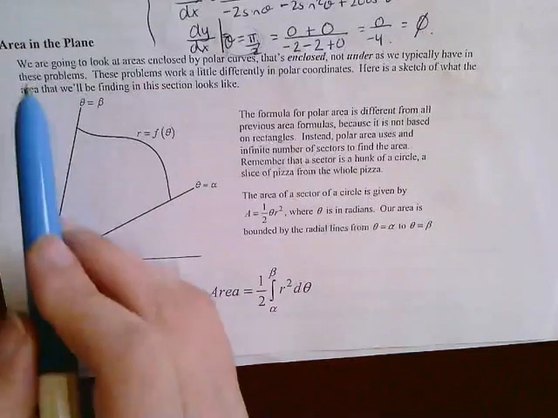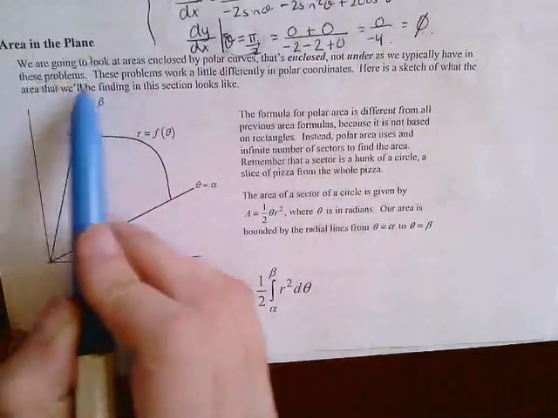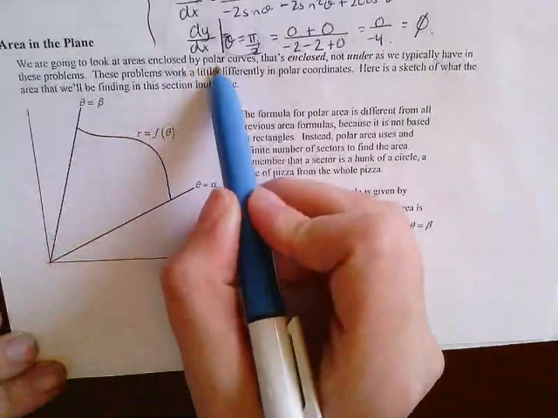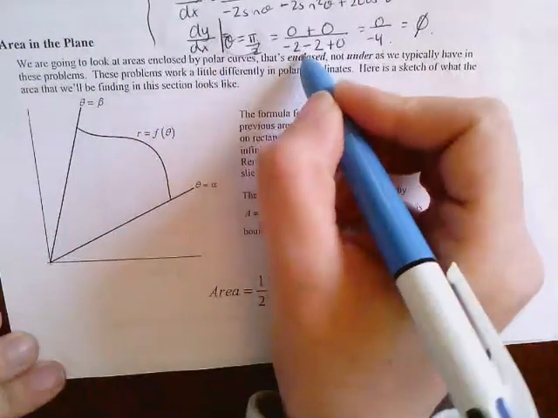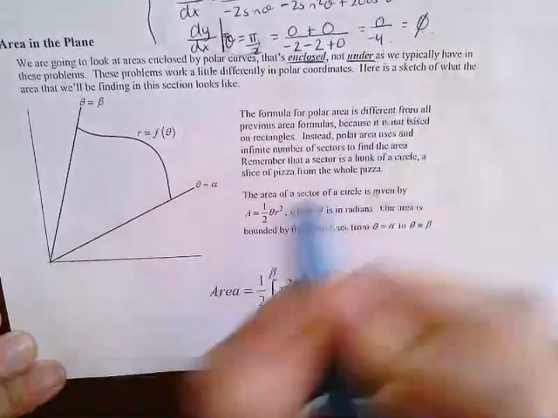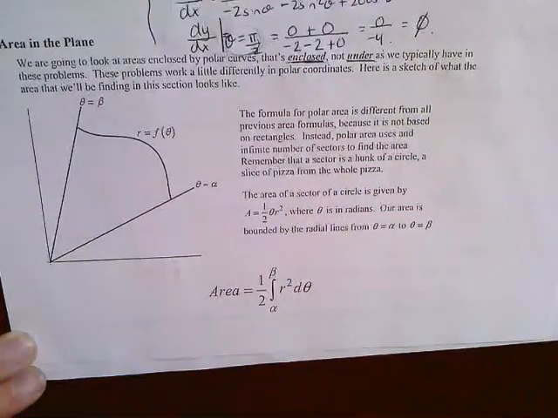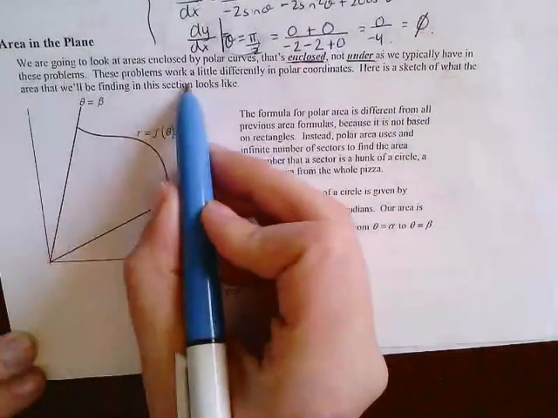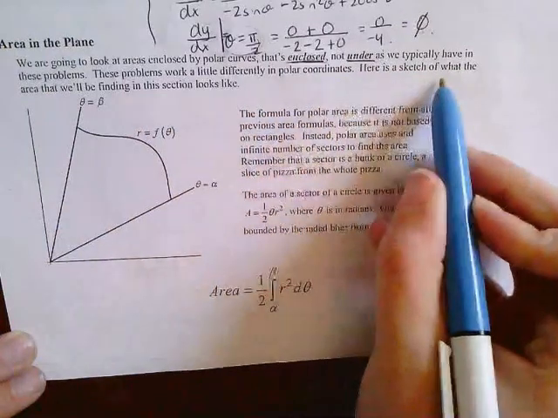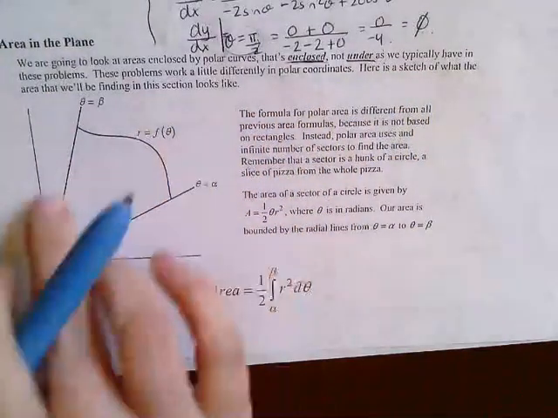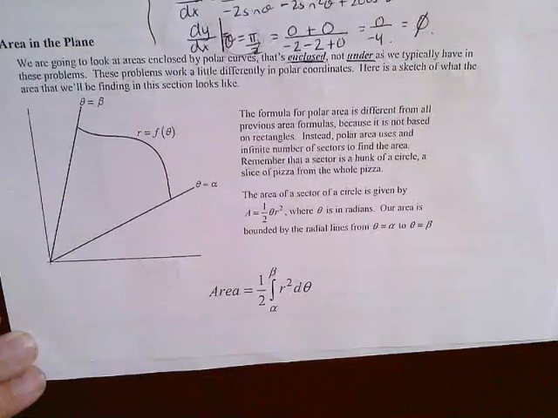All right, so part 2 is about the area in the plane. We're going to look at areas enclosed by polar curves. That's enclosed, not under, like what we've been doing before. These problems work a little differently in polar coordinates, and this is kind of like a sketch that will tell you what I mean.